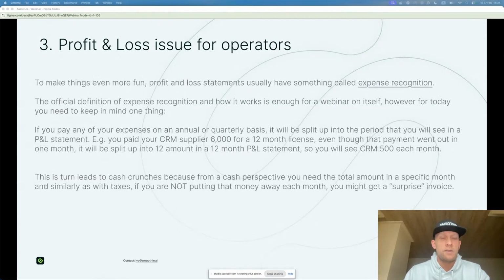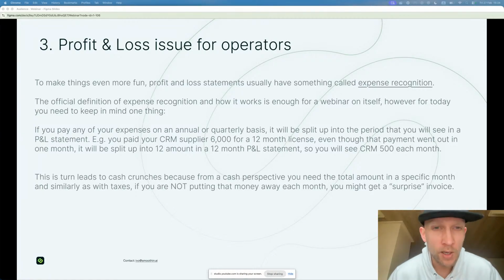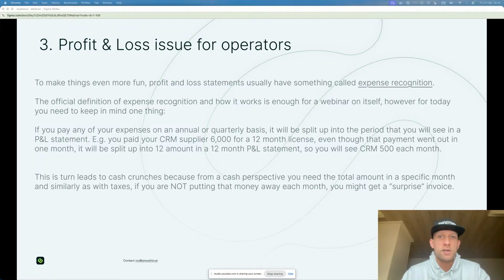And then the third issue is that, to make things even more fun, profit and loss statements usually have something called expense recognition. The official definition of expense recognition, and how it works, is enough for a webinar on its own. However, for today, you just need to keep in mind one thing.